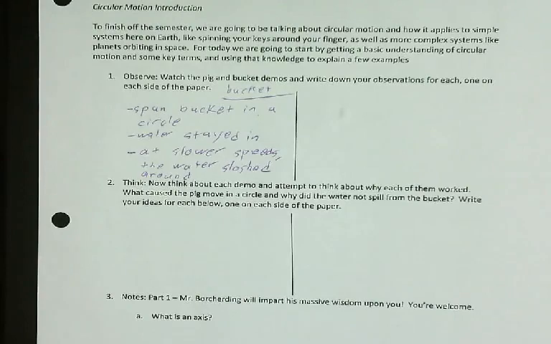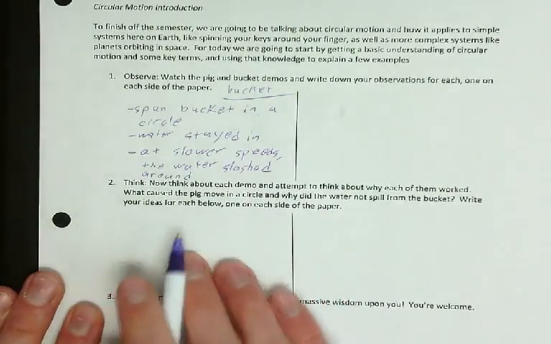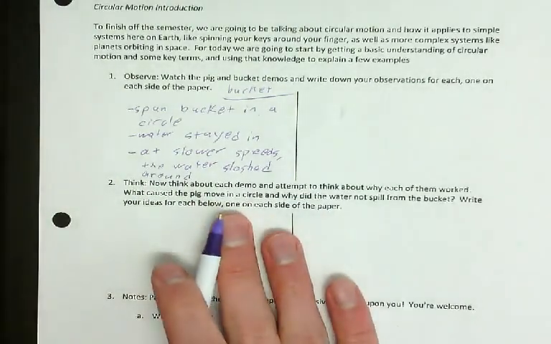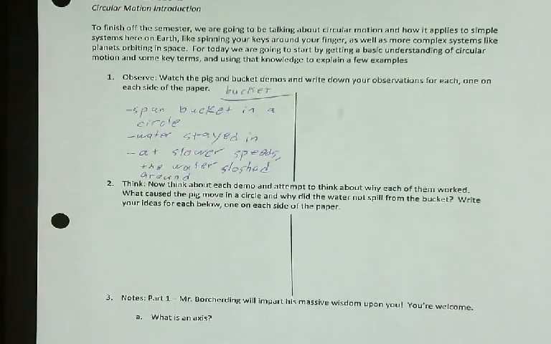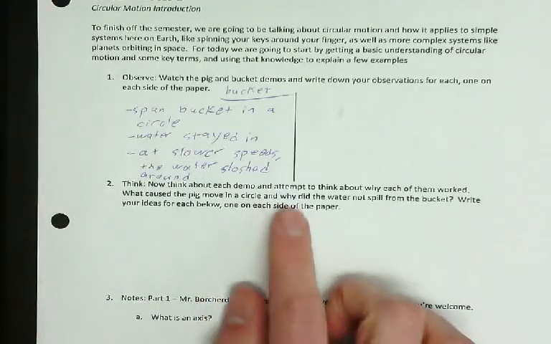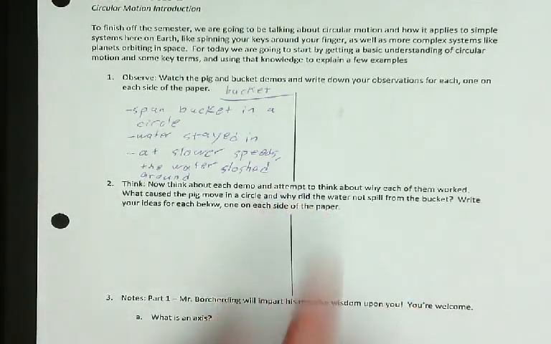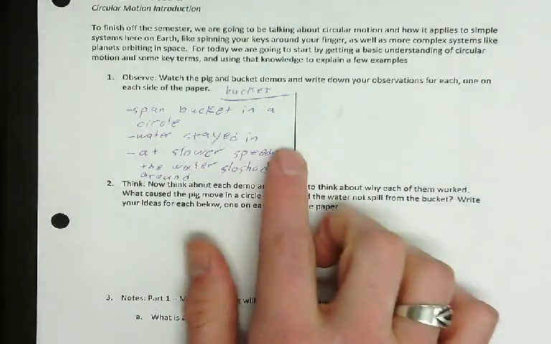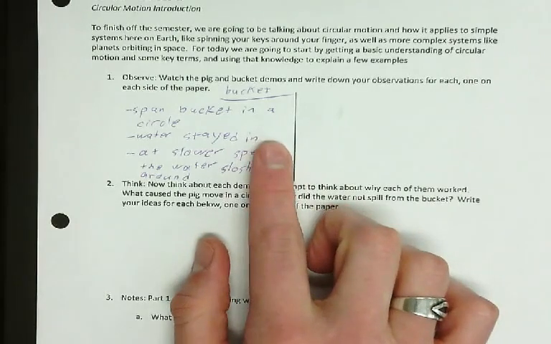All right, here's what I want you guys to do now for number 2. What I want you to do in number 2 is try to think about why. So why didn't the water spill? Why did the water stay in? Why is it that at slow speeds the water sloshed around and at high speeds it did not? So try to think about why, and use your observations to help with that.